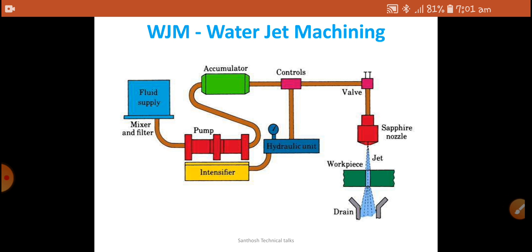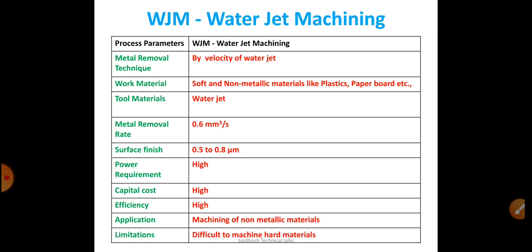The major disadvantage is we cannot use this technique for high thickness material. If the thickness of the work material is very small, we can straight away use this water jet machining. And also here high pressures are being used, so safety wise we have to be very careful in water jet machining. Here are some of the process parameters of water jet machining.